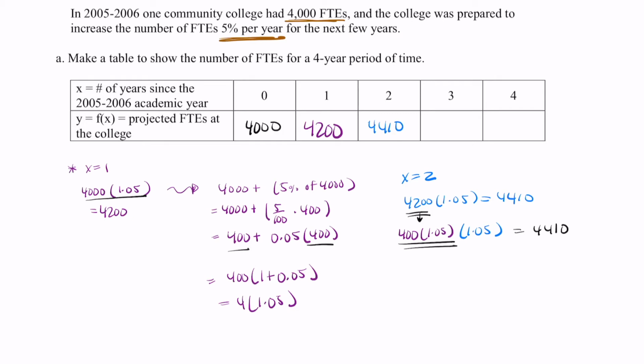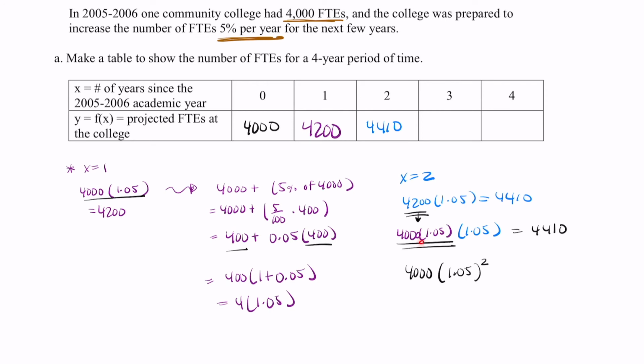I have a 4,000 here, and I omitted a 0, so let me fix that. So again, we have 1.05 twice, so this is 1.05 squared. And all of this equals 4,410. So that's just another way to write this. And let's look at this pattern really quickly. 2 years after, we have a 2 in our exponent. 1 year after, we have a 1 in our exponent. So then let's take an educated guess. For x equals 3, we'd have 4,000 times 1.05 cubed.